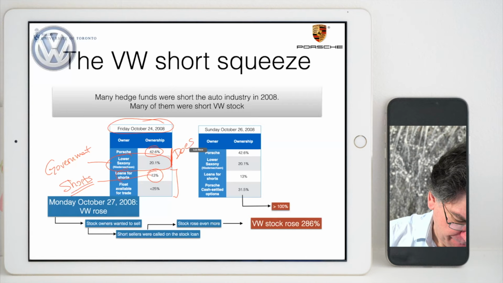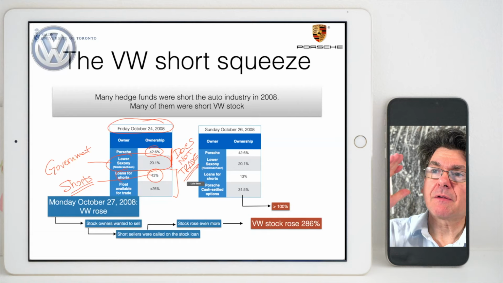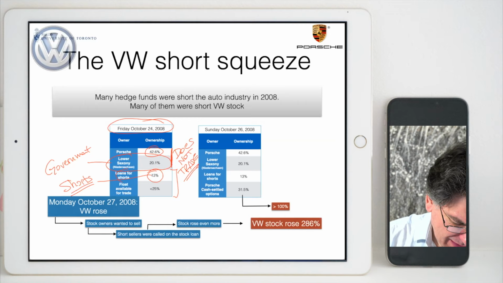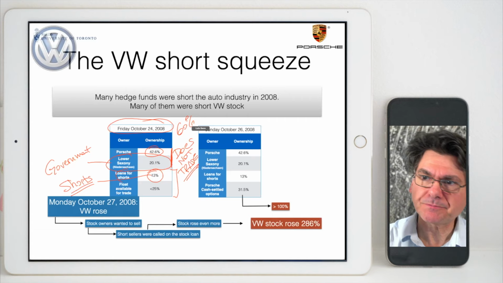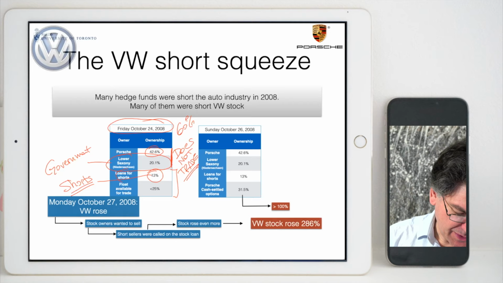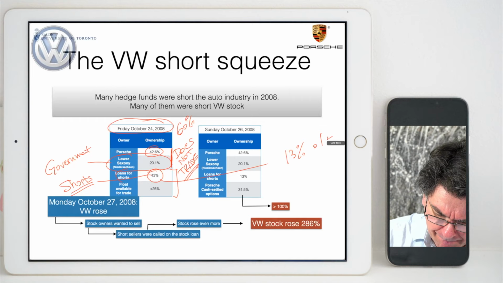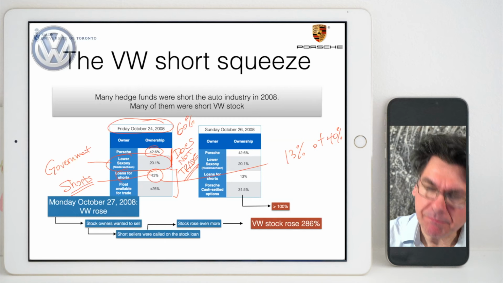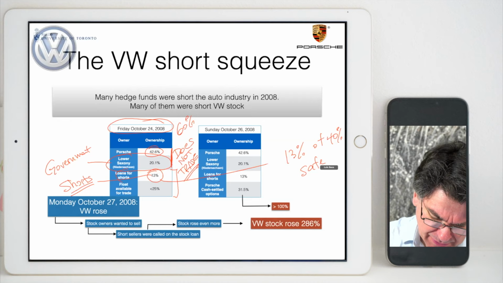Does not trade. Meaning neither Porsche nor the government would sell those stocks. And that's about 60% of the stock. So only 40% of the stock trades. So 13% is a lot, is 13% of 40% is almost half, okay? But it's less than half, so it was considered to be safe.